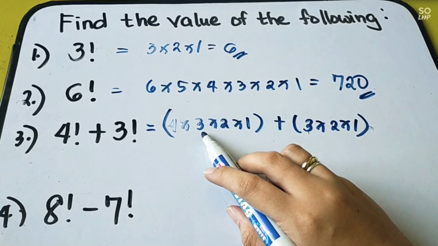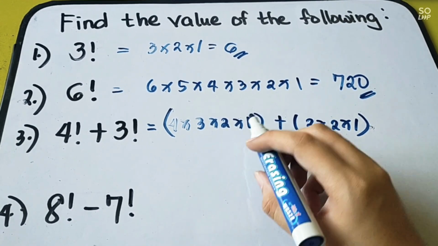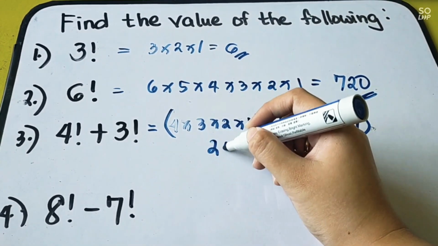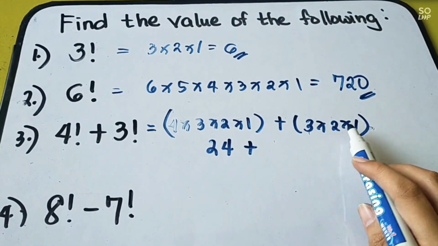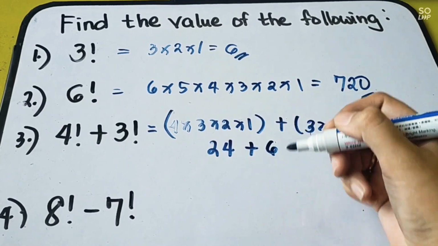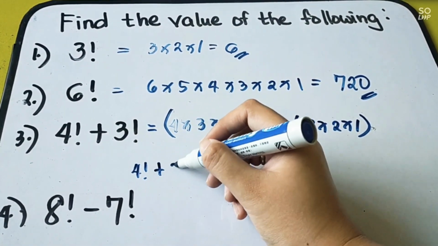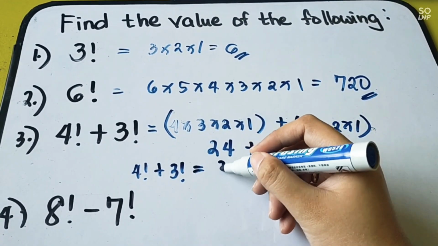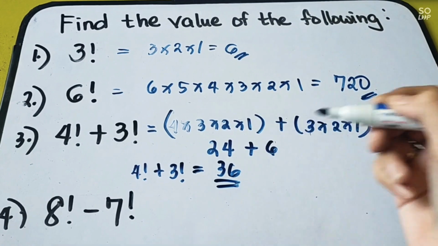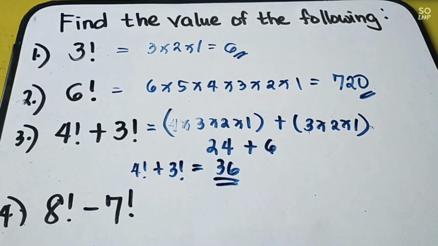4 times 3, we have 12. 12 times 2, we have 24, times 1, 24. So right here, 24. Then plus 3 times 2 times 1, we have 6. So therefore, 4 factorial plus 3 factorial is equal to 24 plus 6. The answer is 30. Is it clear?